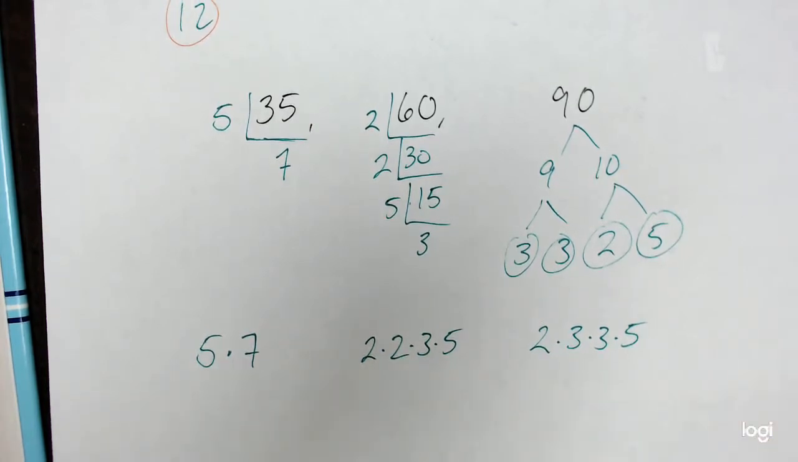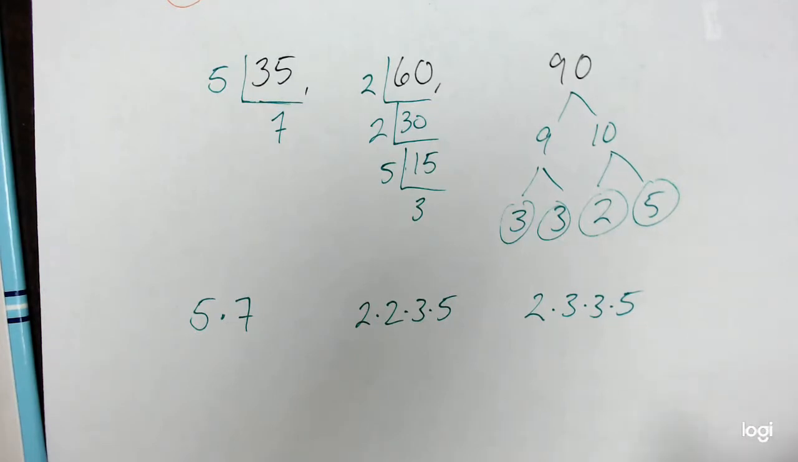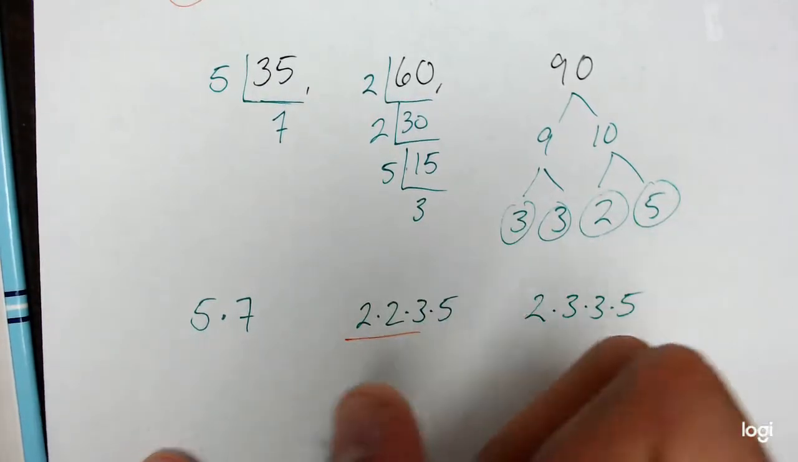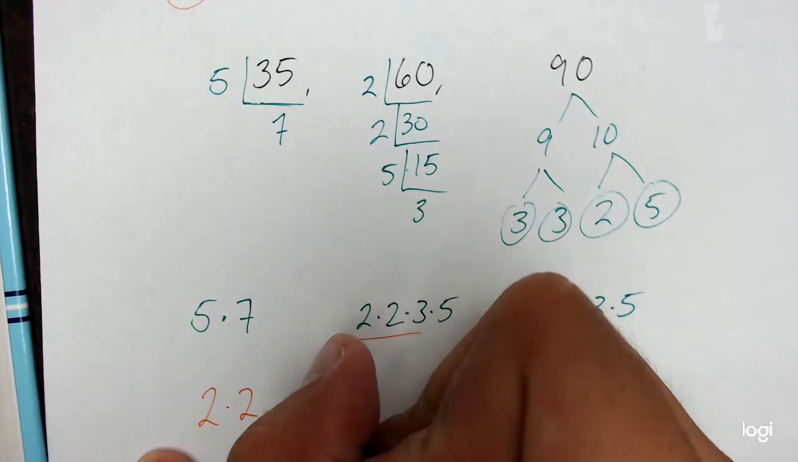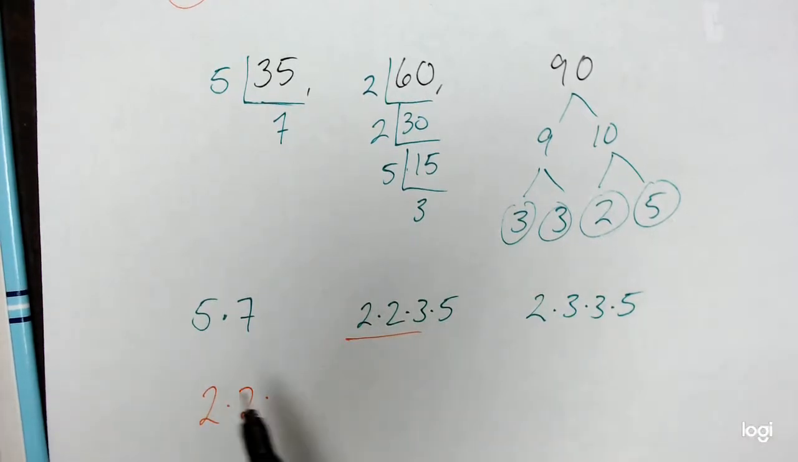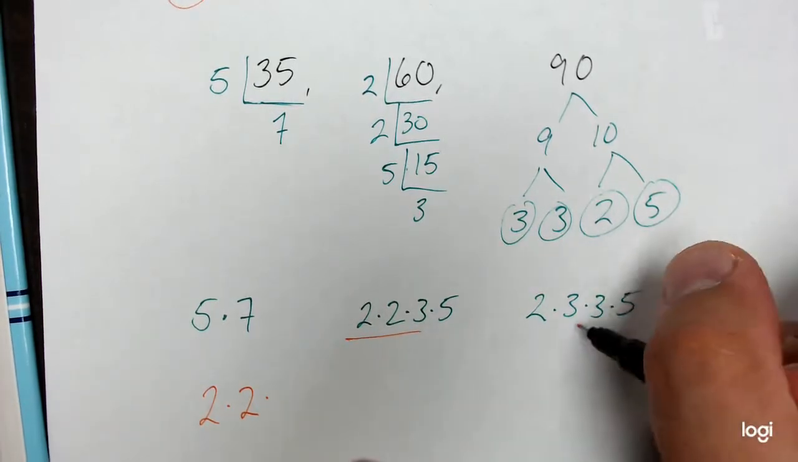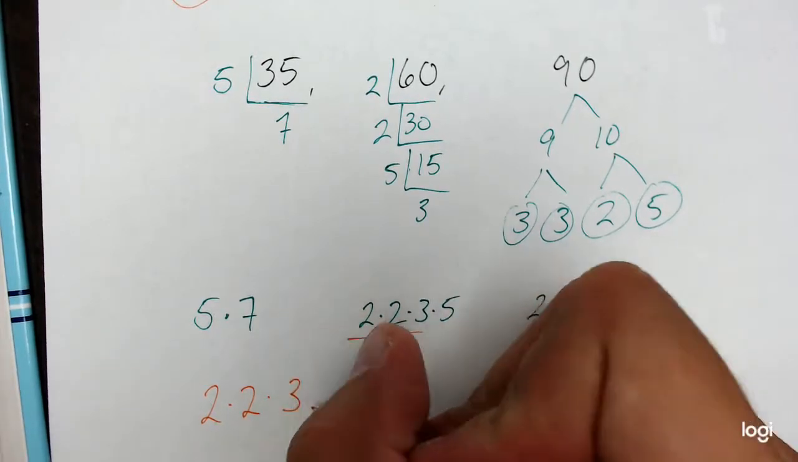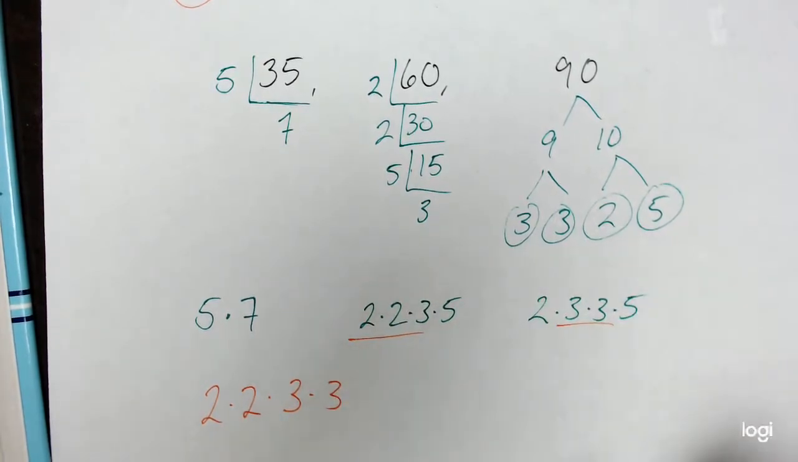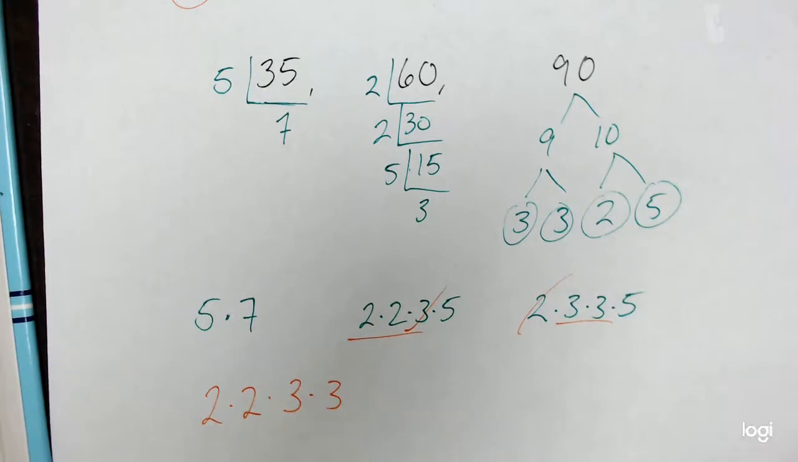I don't care if it's in common or not. I'm taking the most of each number. So let's start with 2. Which number has the most 2's? 60 does. So I'm going to take 2 2's, 2.2. Now, which one has the most 3's? 90 does. I'll take 3.3. We'll cancel out the other 3's, the other 2's, the ones we're not taking.